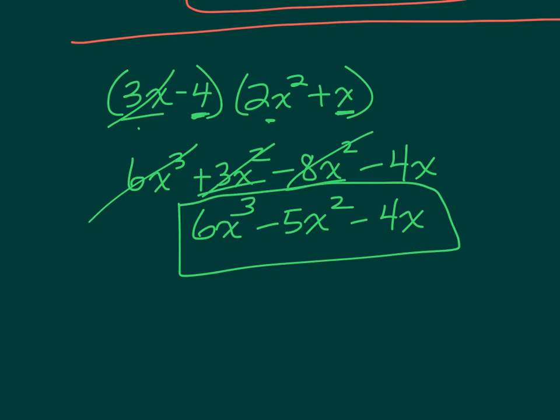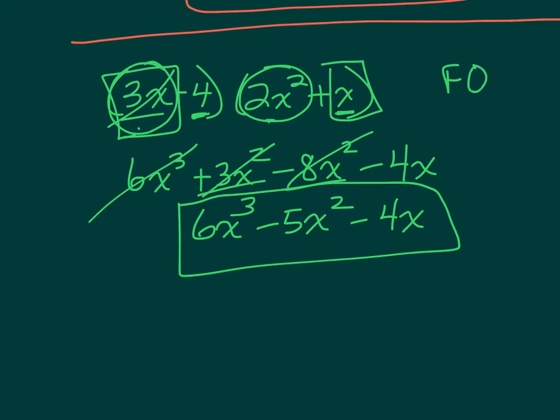Now, I said sometimes there's special terminology used for two binomials. If you think about it, what we just did was we multiplied the first two terms, F. Then we took 3x times x. Those are the two terms on the outside, O. Then we multiplied negative 4 by 2x squared. Those are the two terms on the inside, I. And then we took negative 4 times x. Those are the two terms that are last, L.